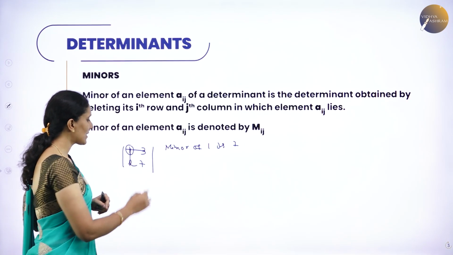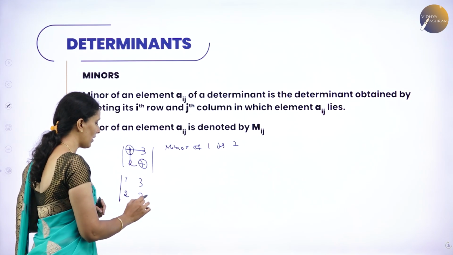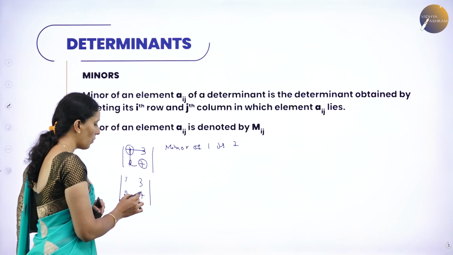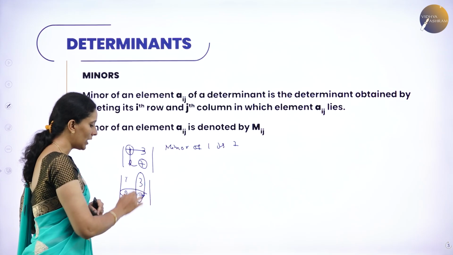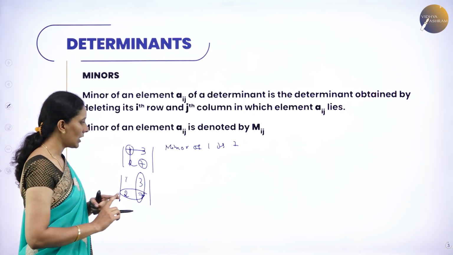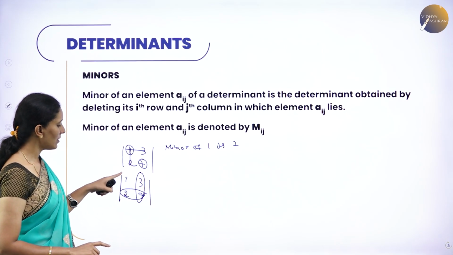And suppose I take 7 here. So we have 1, 2, 3, 7. Similarly, if I take 7, what is the minor of the element 7? Delete the row and the column containing 7 and write the remaining element. So that is the minor of 7. Here the minor of 7 is 1.